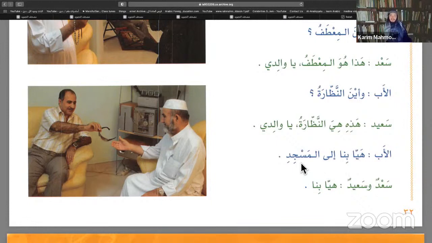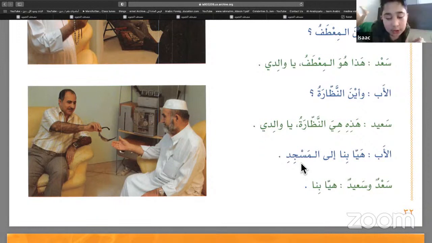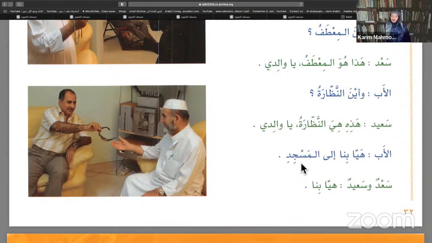ila al-masjid. Hayya bina means what? Let's go. Let's go to the masjid. Ila means to. Al-masjid is masjid, of course. And finally, the last one, the guy said, Hayya bina, which means what?